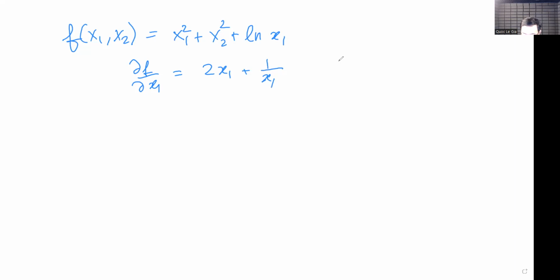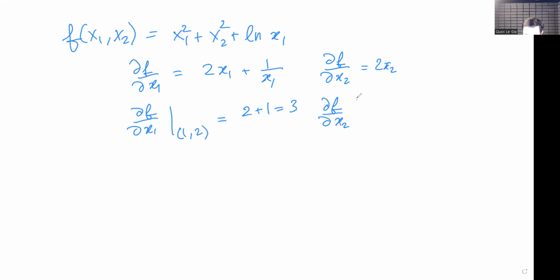Then partial of f with respect to x2 is equal to 2x2. There is no more x1 anymore, because it is like a constant. Now if you take x1, x2 to be 1 and 2, so the point 1 comma 2, then partial f with respect to x1 is just 2 times 1 plus 1 over 1, so equal 3. And partial f with respect to x2 at the point 1 comma 2 just equals 4.